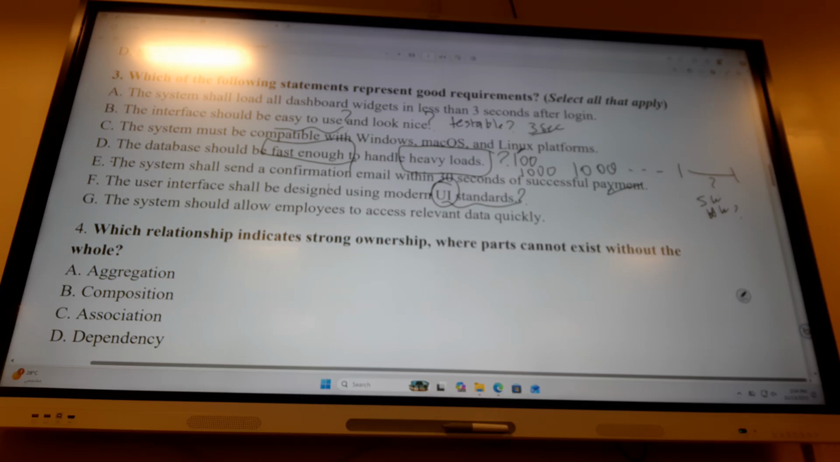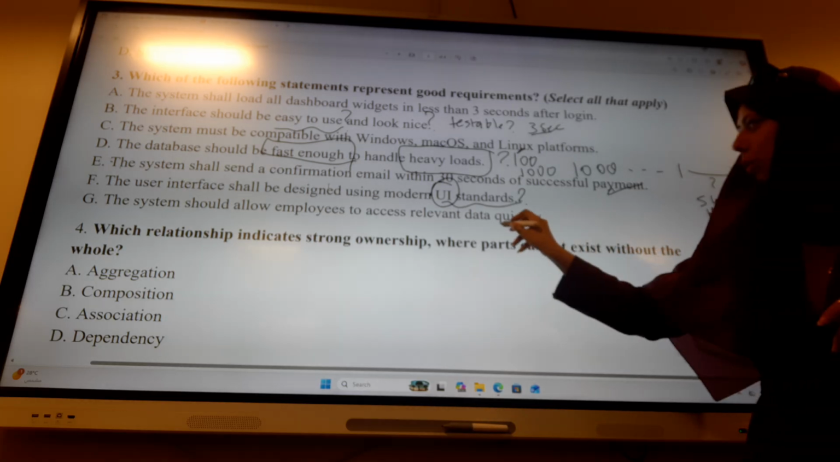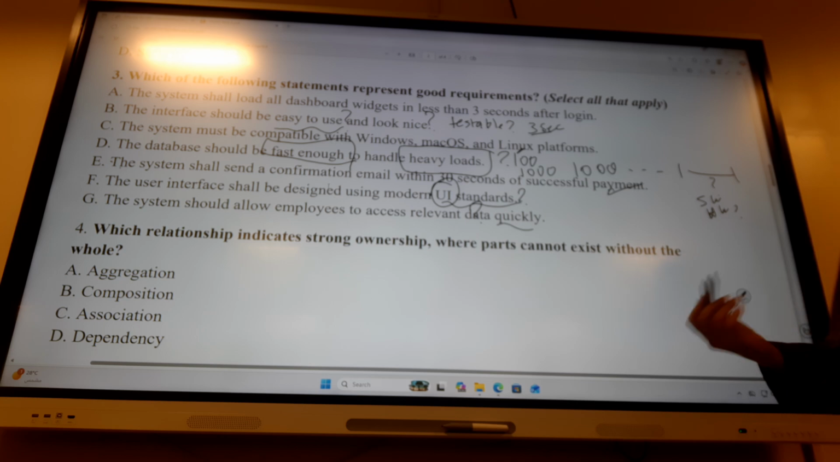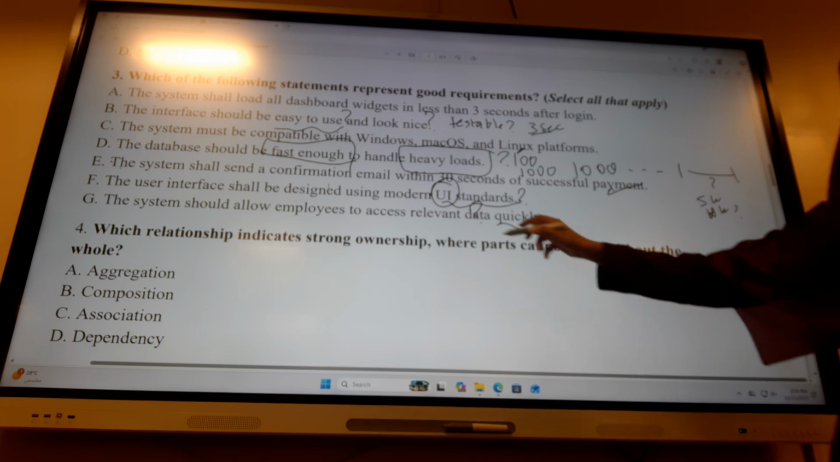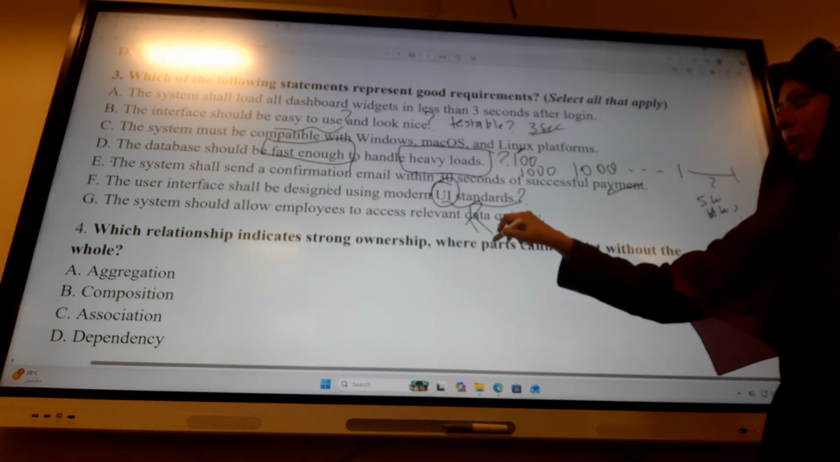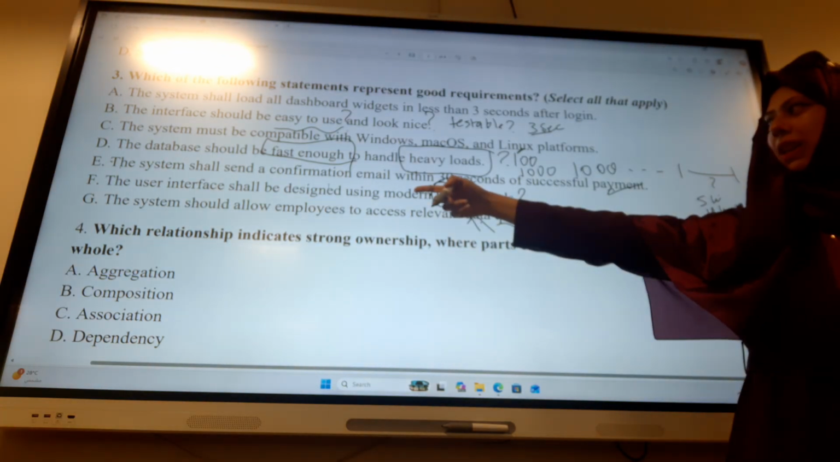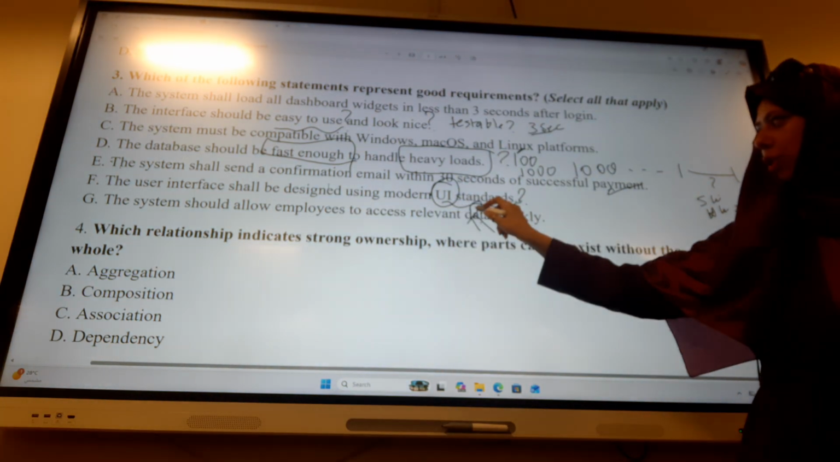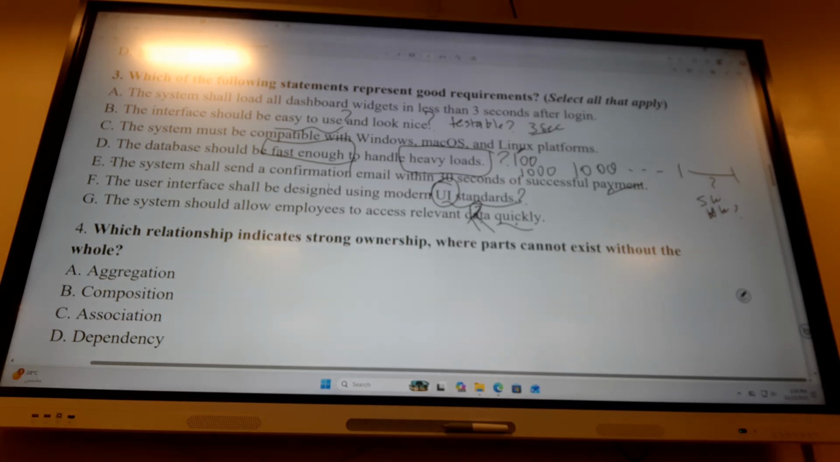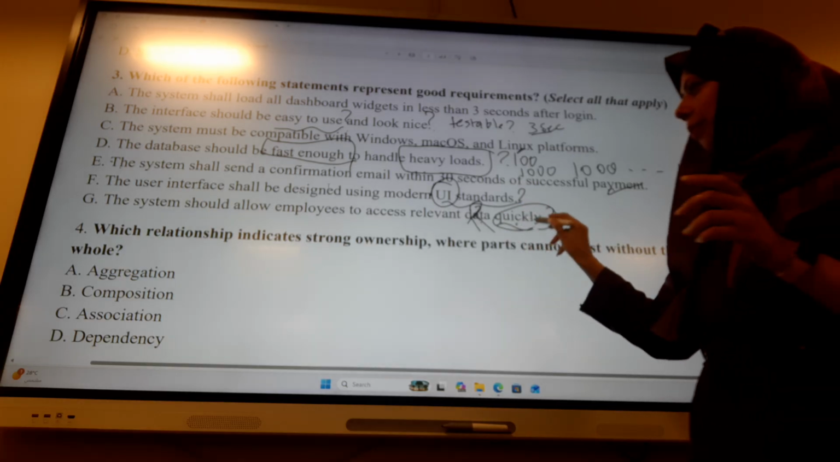Right? Like, system should allow employees to access relevant data quickly. How quickly? Exactly. What data? What relevant data do I mean here? Do I mean the student name, the age, the GPA? What do I mean here? Do I mean the employee salary? Which data do I mean? Then quickly, again, you need to find one way of measuring it. So in terms of testability, this has to be measurable.